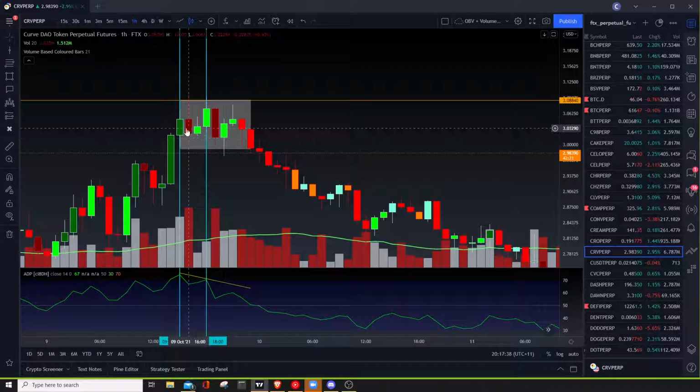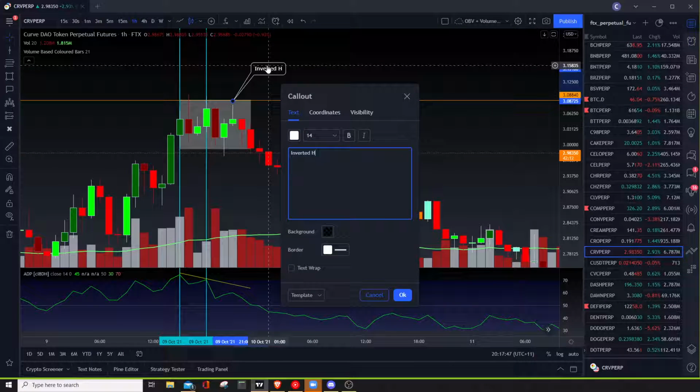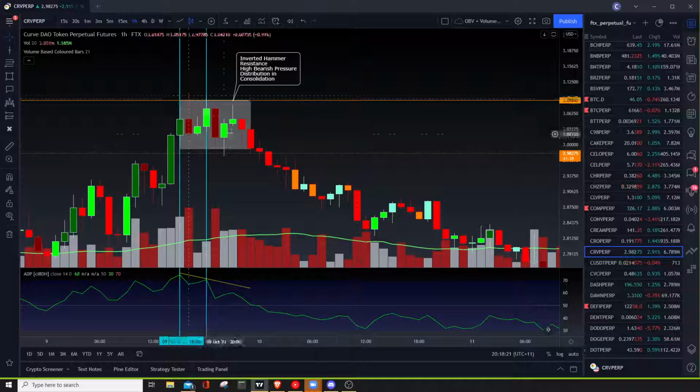I'm looking for a massive sell-off, a bigger sell-off, resistance, and an inverted hammer. Right, inverted hammer, resistance, and high bearish pressure. Distribution in consolidation. Right, so that's my confirmations for this.